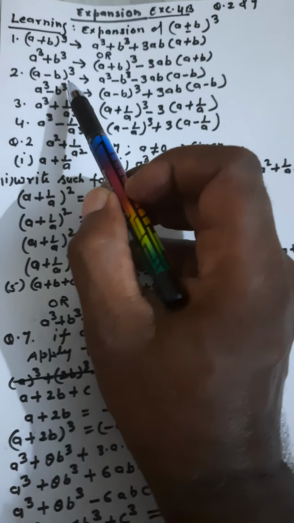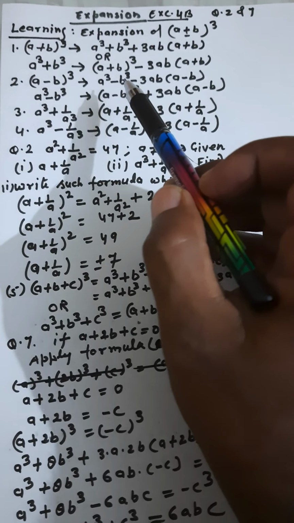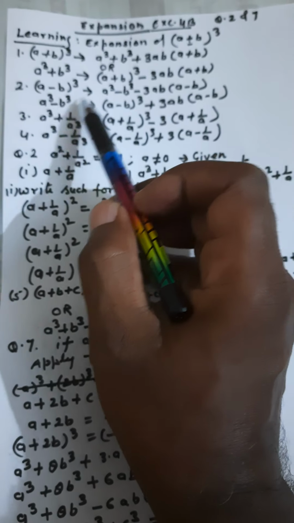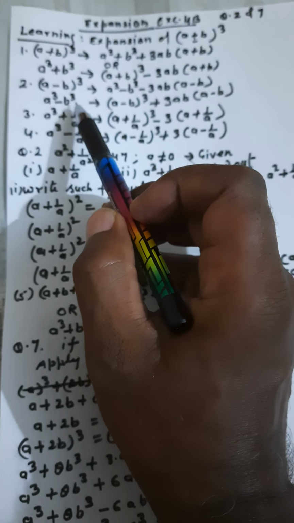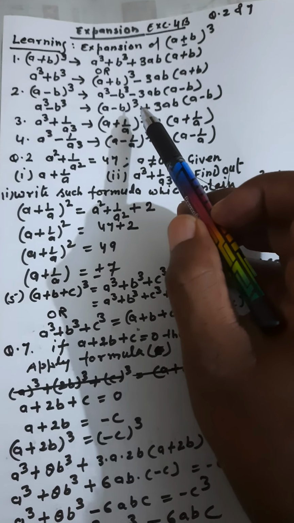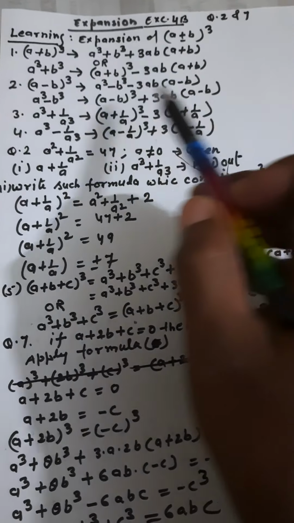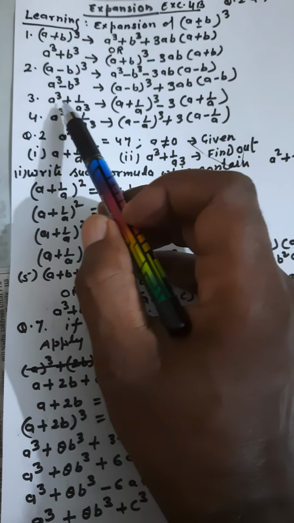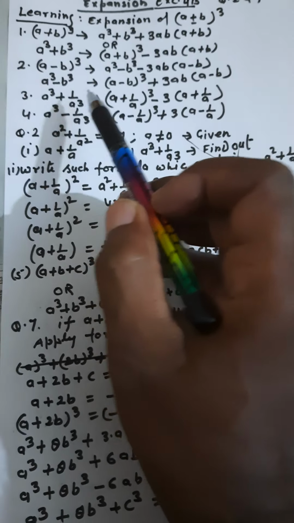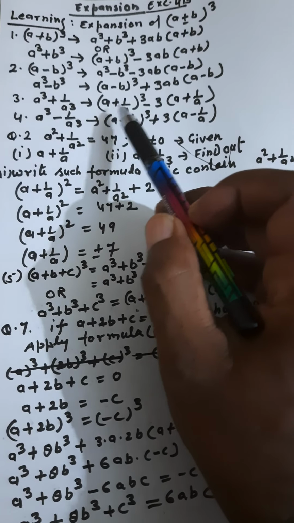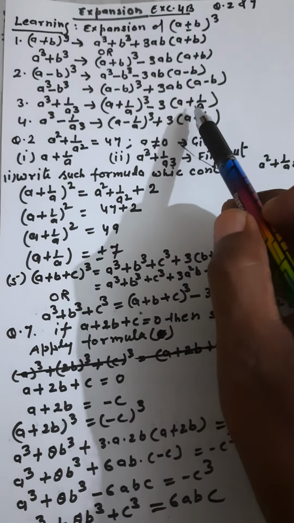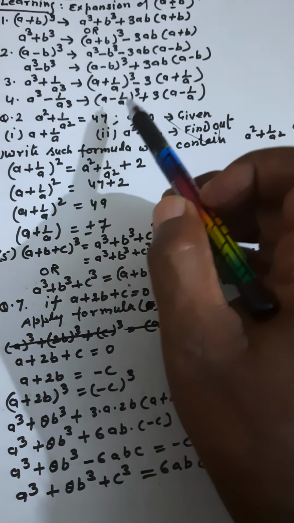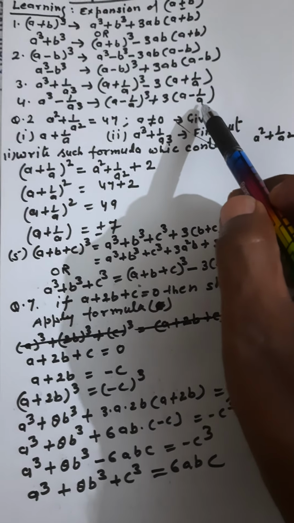In the same way, the second formula is (a − b)³ = a³ − b³ − 3ab(a − b), or it can be written in such a way also: a³ − b³ = (a − b)³ + 3ab(a − b). In the same manner, another formula: a³ + 1/a³, means if terms are in this format, how will you write it? a³ + 1/a³ = (a + 1/a)³ − 3(a + 1/a), and a³ − 1/a³ = (a − 1/a)³ + 3(a − 1/a).